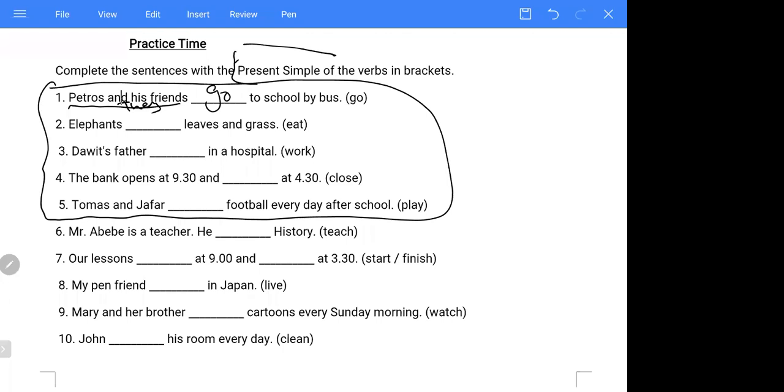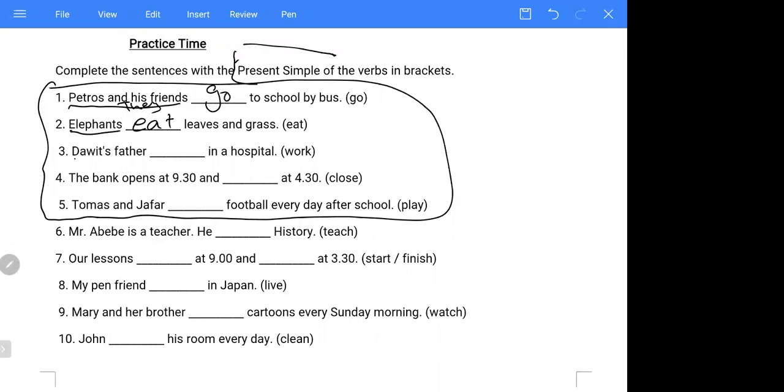What about the second one? Elephants dash leaves and grass. Elephants eat leaves and grass. Yes, no change again because the subject is plural. Elephants, it's a plural subject. But if it was an elephant, it becomes eats.